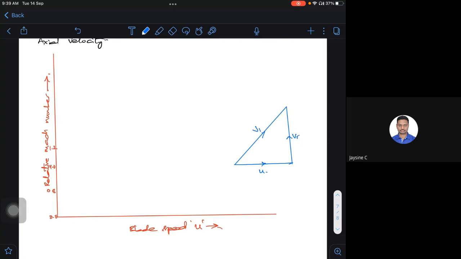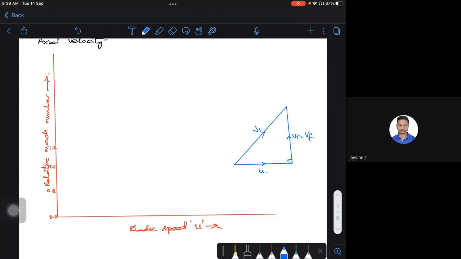Hope you remember, in your turbo machines course, you might have done that, there is an IGV, that is inlet guide vanes. What is the purpose of these guide vanes? If this relative velocity is exactly 90 degrees, that means your VR will be equal to your V flow. That's how we try to design it. We want it to be.